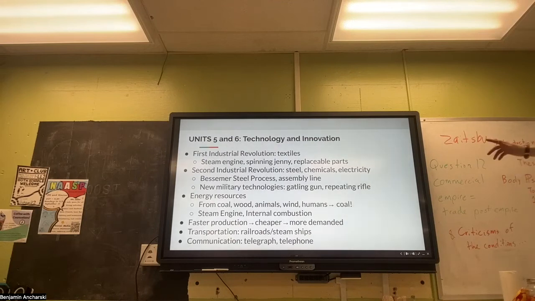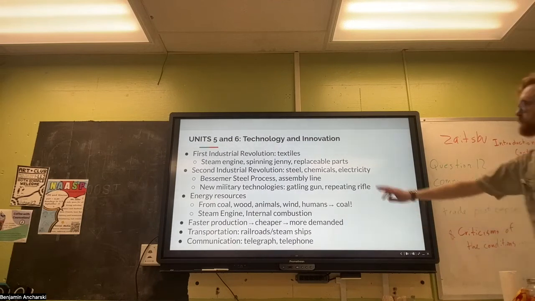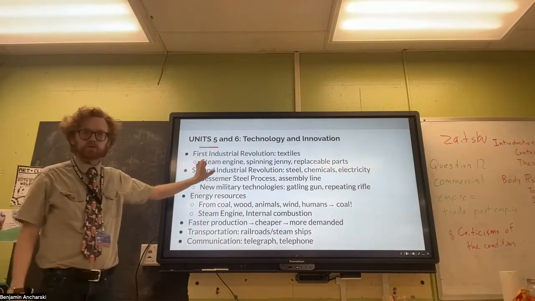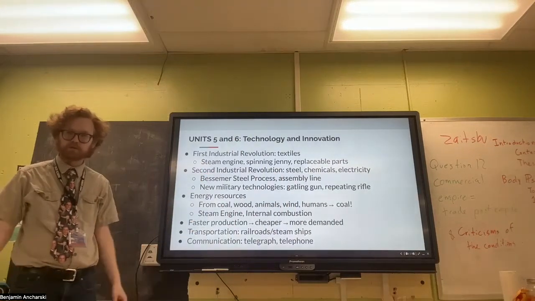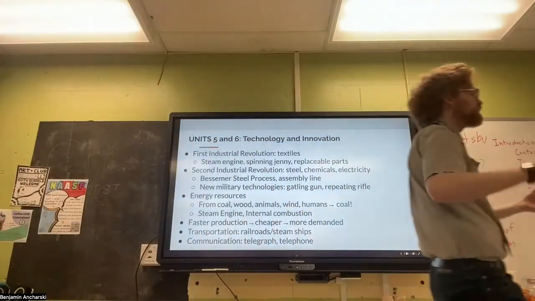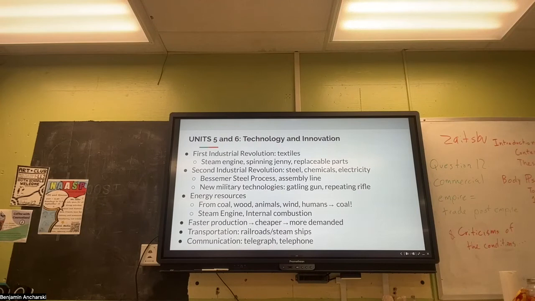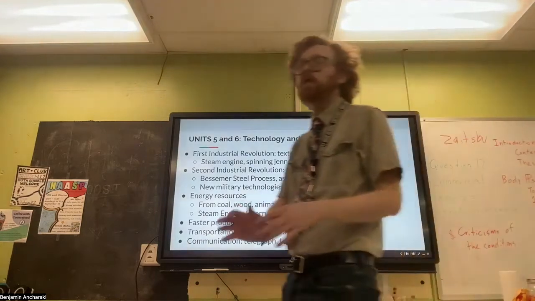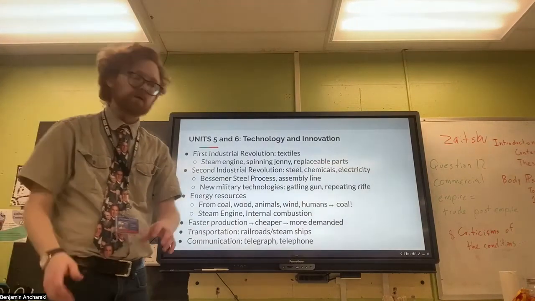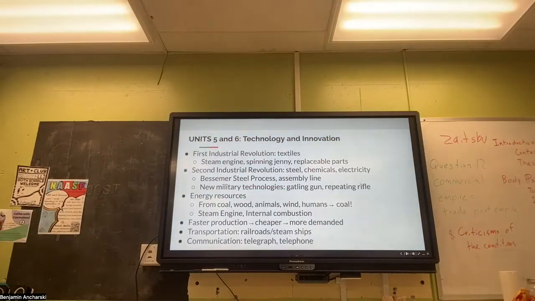Second industrial revolution, the big focuses are steel, chemicals, electricity. These are new innovations, the Bessemer steel process that makes steel easier. And the assembly line more so by the 1900s. Basically, this idea of each individual part of a machine being added by a separate worker. So to use a car as an example, one group of workers will put on the wheel, another group of workers will paint the car, and then it moves on and on until there's a final product at the end of all of this.